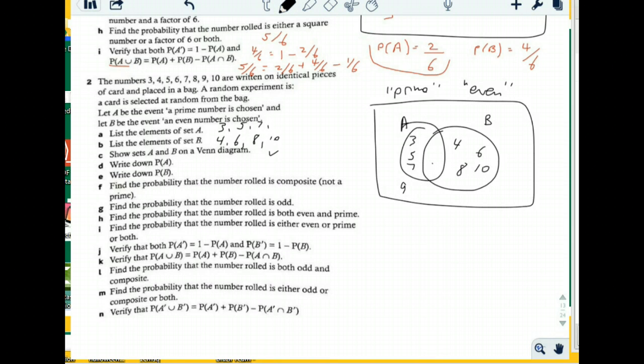So write down probability of A. Probability of A is there's 3 elements divided by all the elements. And all the elements are, it looks like there's about 4, 5, 6, 7, 8. There's 8 elements. So it would be 3/8, right? And the probability of event B happening would be 1, 2, 3, 4 divided by 8.